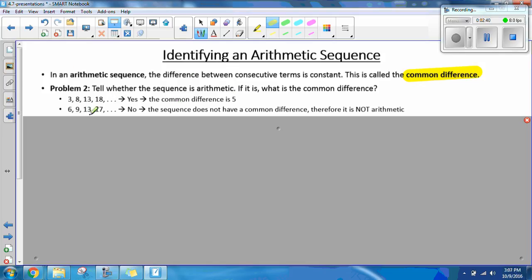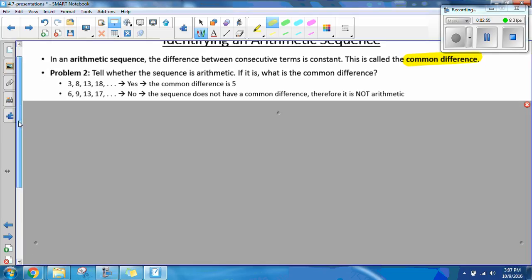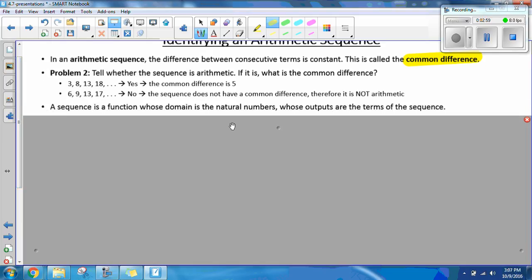6, 9, 13, and 17 is not an arithmetic sequence. And there is no common difference because to get from 6 to 9, I add 3, but 9 to 13, I have to add 4. And then 13 to 17, I add 4 again. But this is not consistent, so it is not an arithmetic sequence.